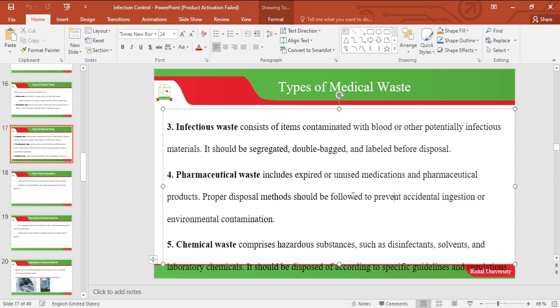This includes expired or unused medications and other pharmaceutical products. Proper disposal methods should be followed to prevent accidental ingestion or environmental contamination. It's important that pharmaceutical waste is disposed of in the right way so that children do not come across them and eat them up because they are dangerous.